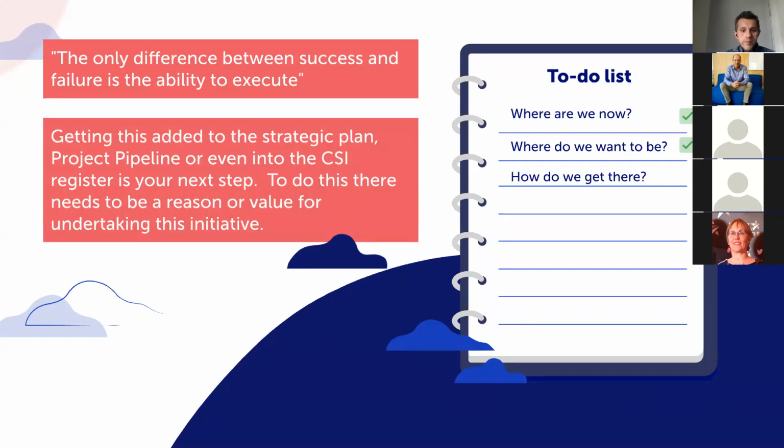The bit that I want to say in there is about getting this added to a project pipeline, getting it added to the strategic plan, or even if it's just a smaller process improvement of a really well-oiled operating model, then it's maybe a CSI register. We get it onto a CSI register.